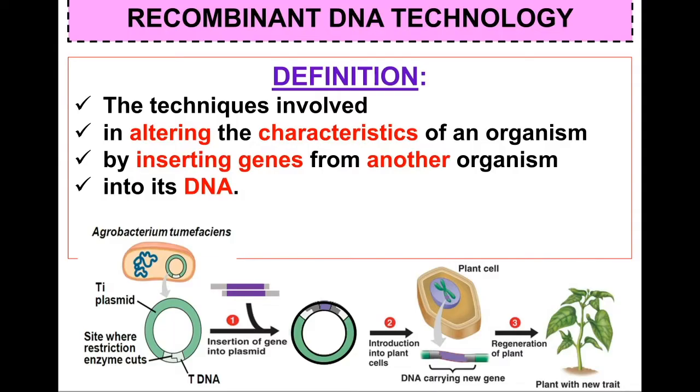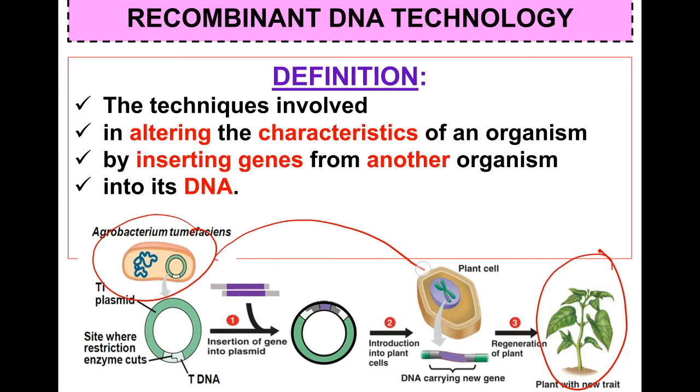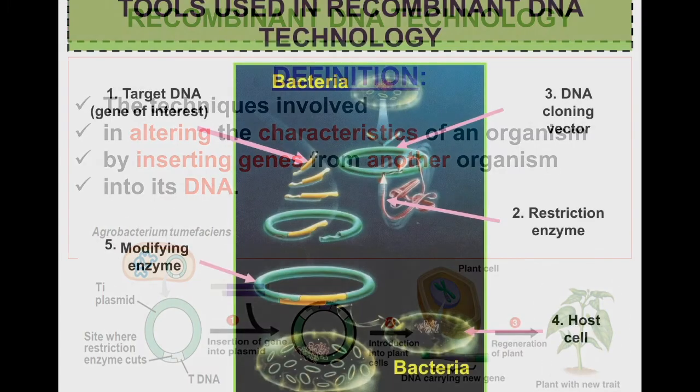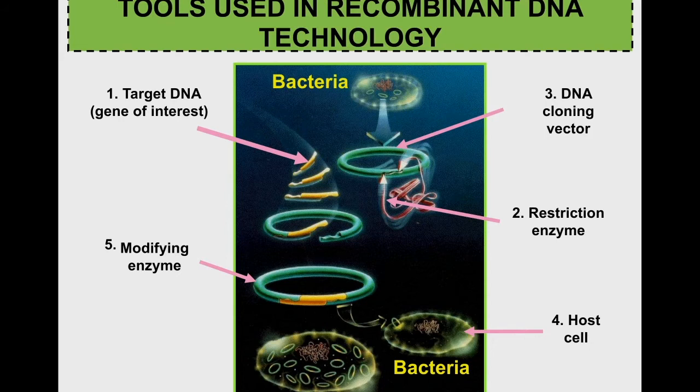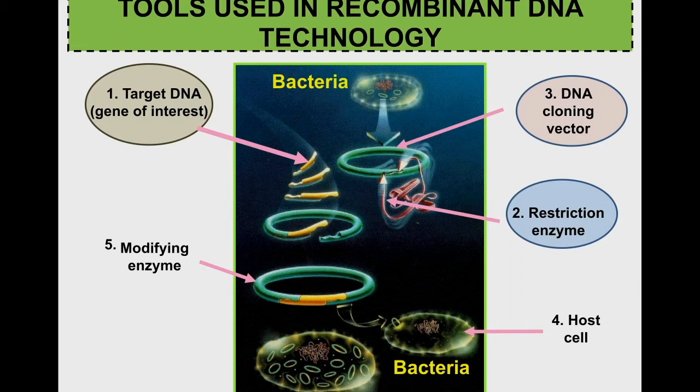What is recombinant DNA technology? Recombinant DNA technology can be defined as the technique involved in altering the characteristic of an organism by inserting genes from another organism into its DNA. Tools used in recombinant DNA technology are target DNA or gene of interest, restriction enzyme, DNA cloning vector, the host cells, and the last one is modifying enzyme.